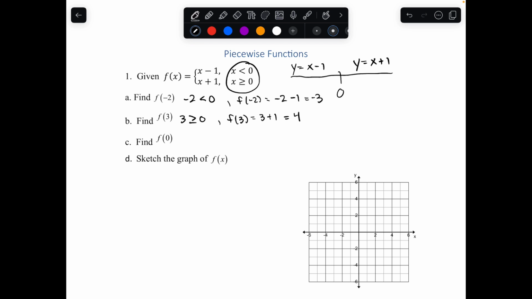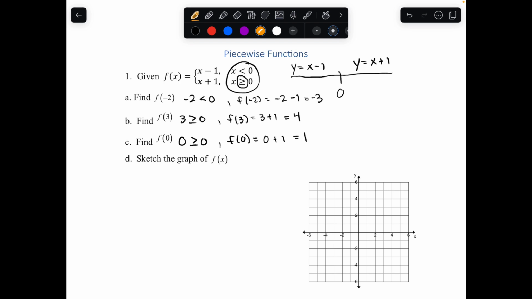Now the tricky part comes in with 0, because we're splitting our domain up at 0. So which rule are we going to use? Well, that particular case is actually taken care of in our bottom rule because we're using a greater than or equal to symbol. So 0 is greater than or equal to 0. It sounds kind of weird, it's a little wonky, but it's technically a true statement. So it'll follow our bottom rule of x plus 1. So f of 0 is going to be equal to 0 plus 1, which is equal to 1.